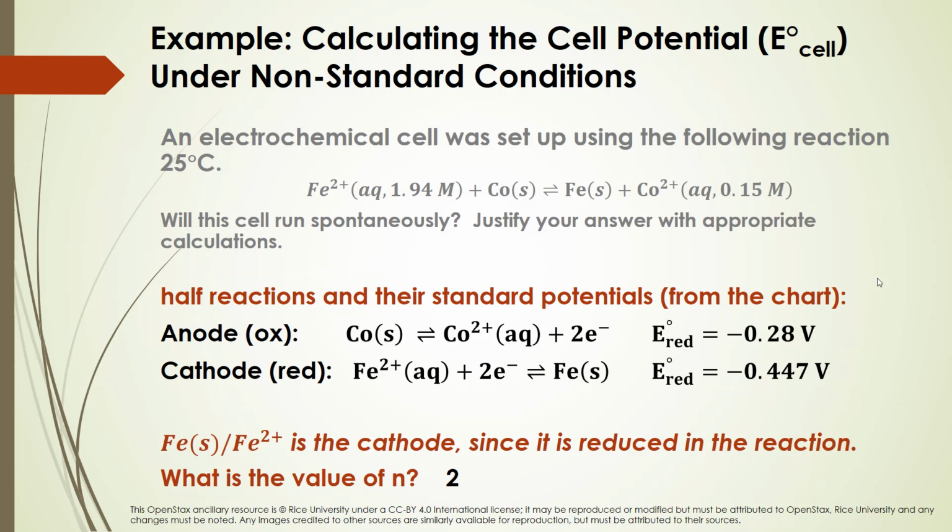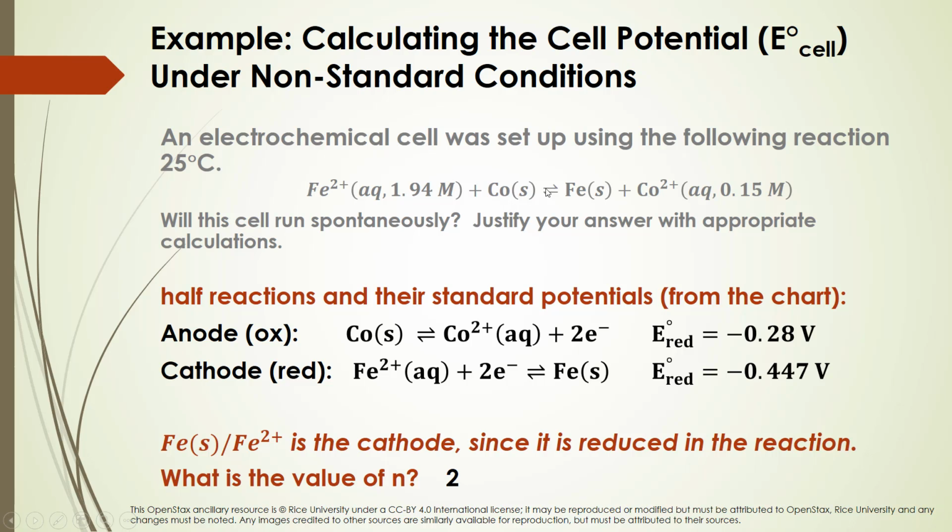So let's look at the half reactions. Let's look at what's going on in this reaction. We have iron 2 plus cations reacting to form iron metal. So iron 2 plus cations plus 2 electrons gives us iron metal. That's the cathode, or the reduction half reaction. We're going to write that down, and then we're also going to write down the standard reduction potential.